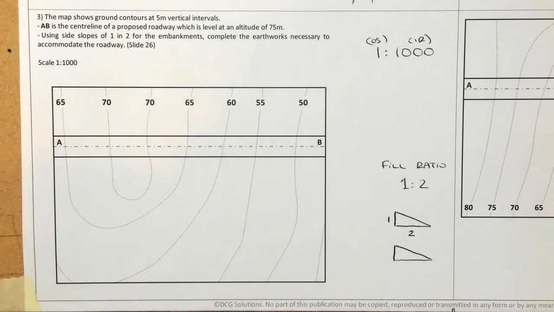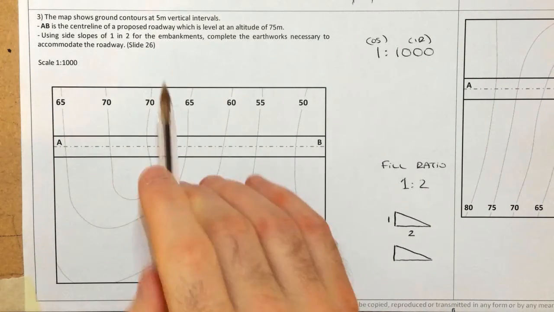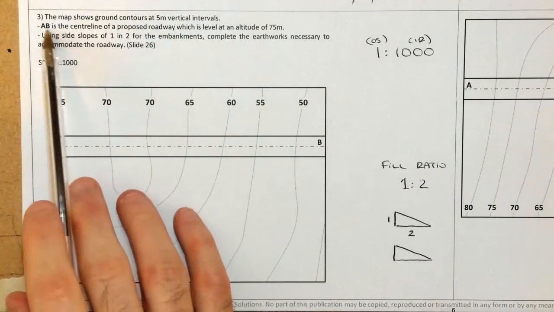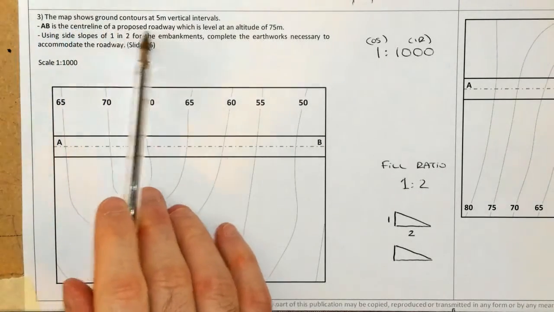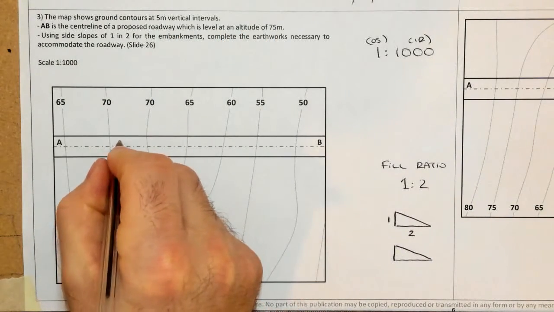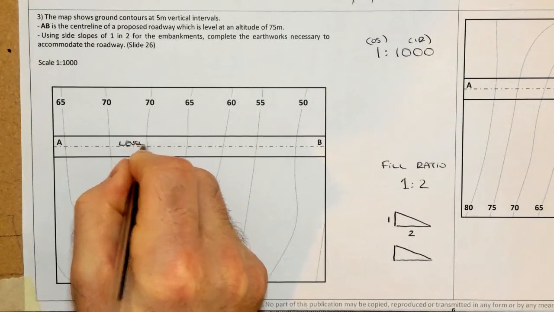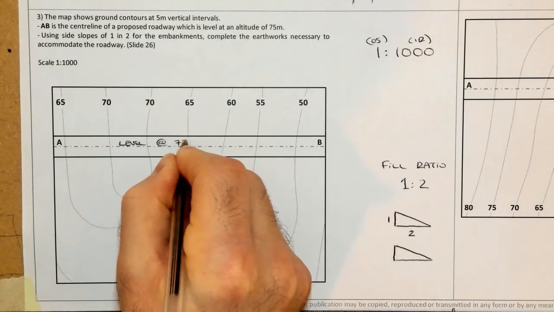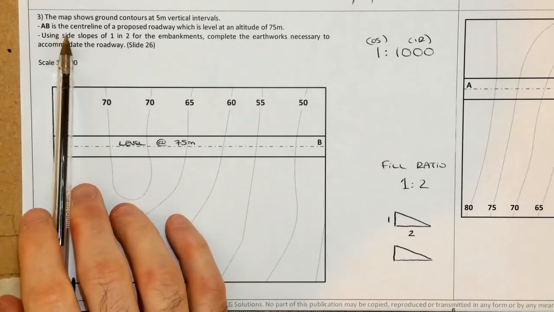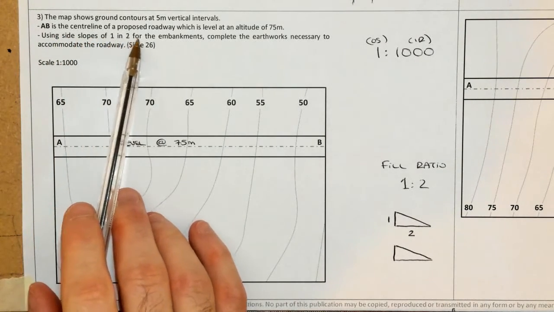So for question 3, it says the map shows ground contours at 5 metre vertical intervals, so 65 to 70, the gap between them is 5. AB is the centre line of a proposed roadway which is level at an altitude of 75. Okay, so level at 75 metres. And then it says using side slopes of 1 in 2 for the embankments.